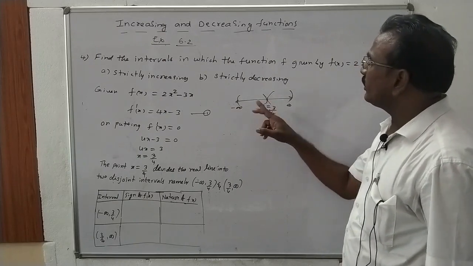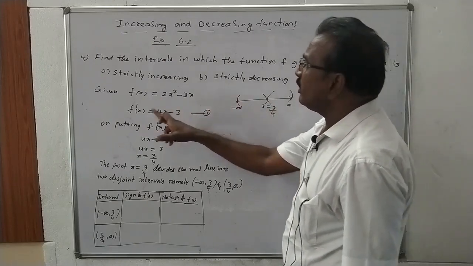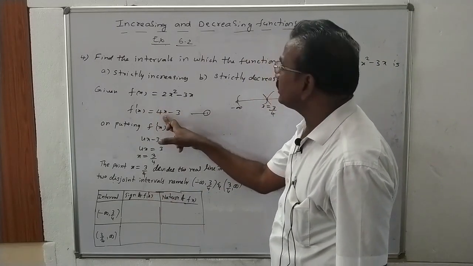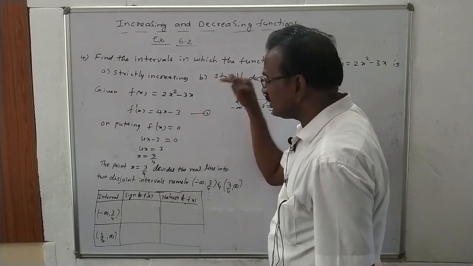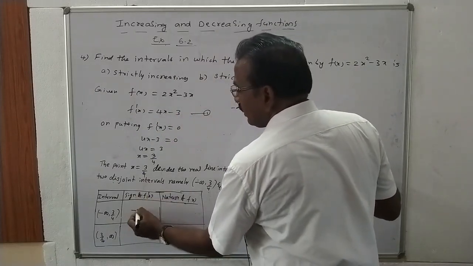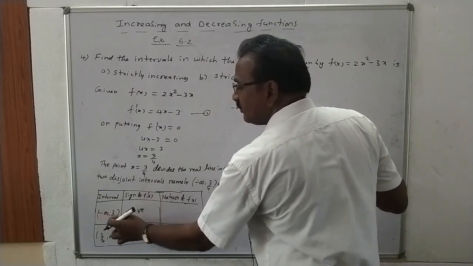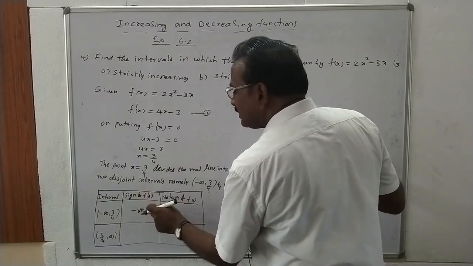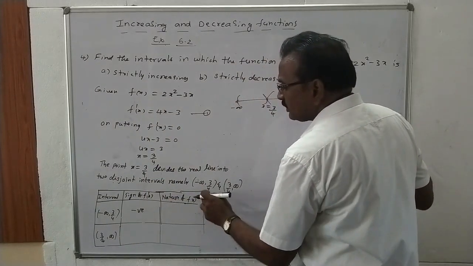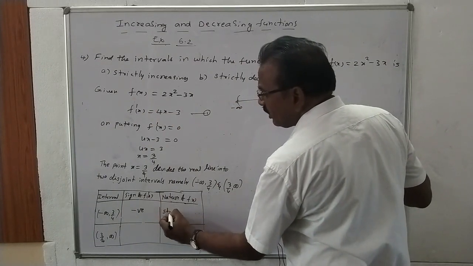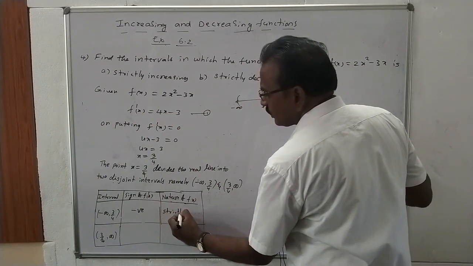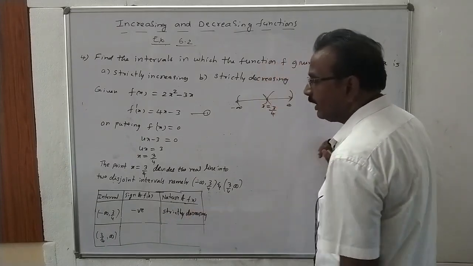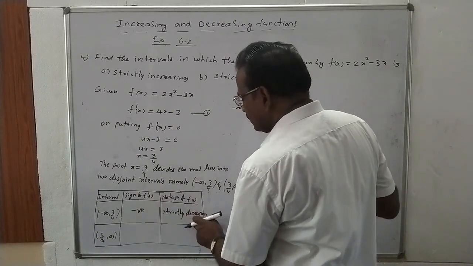Take any number. Suppose you take minus 1, x value is equal to minus 1. F dash x value is 4 into minus 1 is minus 4, minus 4 minus 3 is equal to minus 7, which is negative. Sign of f dash x is negative. For any value between minus infinity and 3 by 4, f dash x value is negative. So if f dash x is negative, function f of x is strictly decreasing. Negative, f dash x is negative, f of x is strictly decreasing.